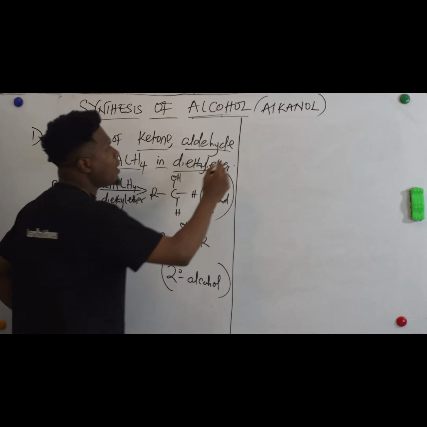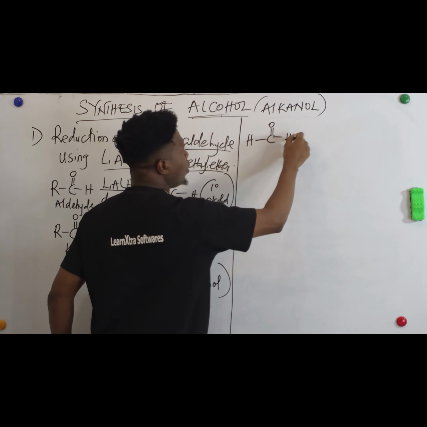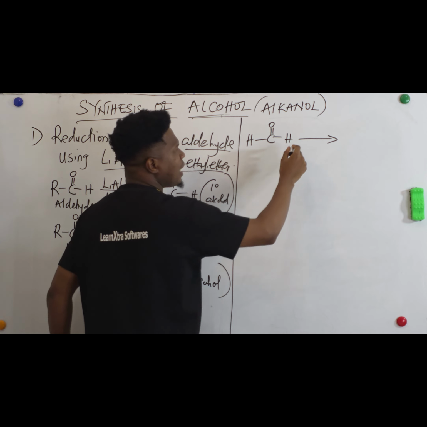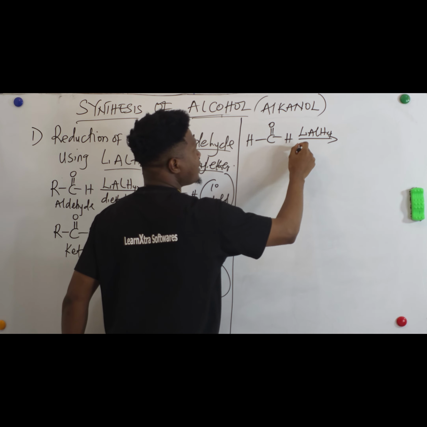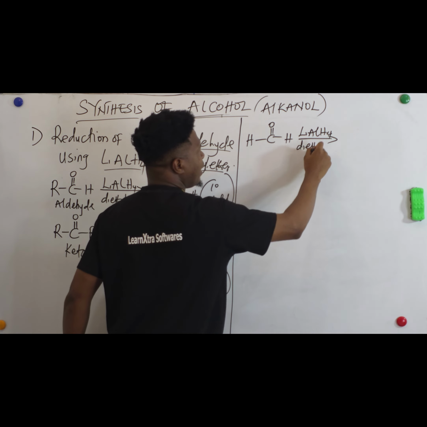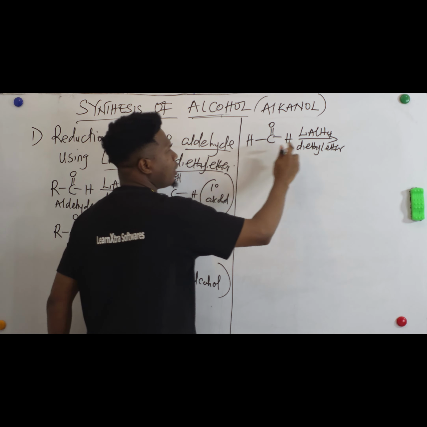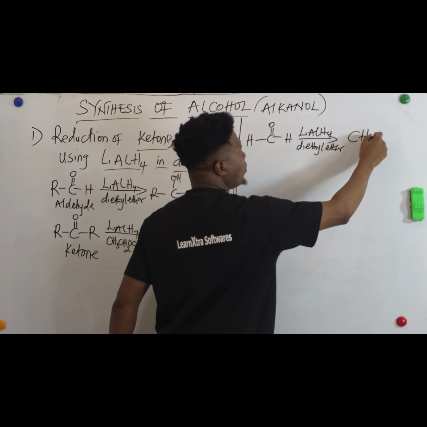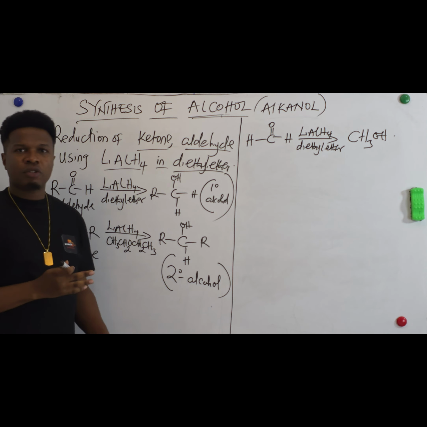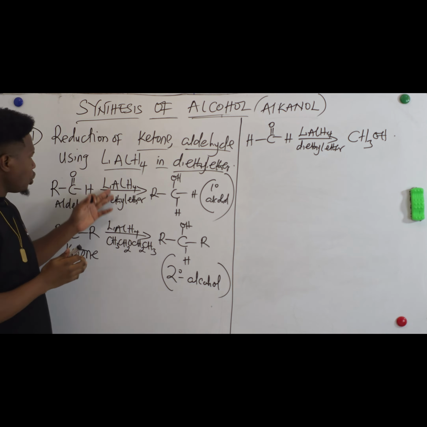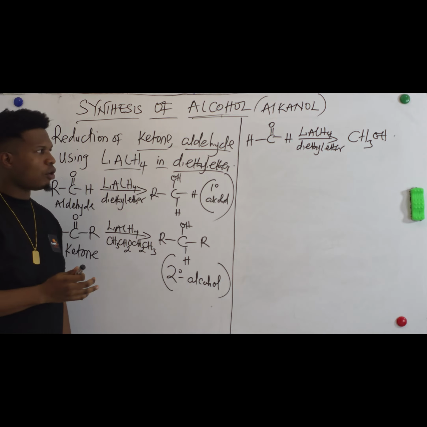We can also use formaldehyde. Formaldehyde will give you an alcohol that has no specific class. For example, using the same lithium aluminum hydride in diethyl ether, you simply add hydrogen here, so you're going to have methanol. Remember that methanol does not have any particular class. It's not primary, it's not secondary. So reduction using these reducing agents will give you this alcohol.